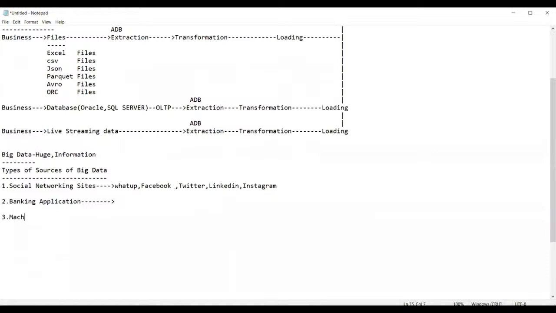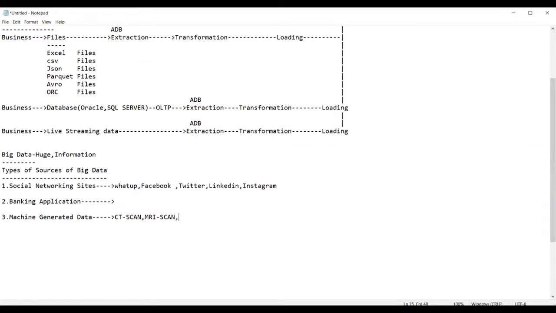Then we can also get data from machine generated data. What do we mean by machine generated data, guys? The data which is generated by a machine. Suppose you have a CT scan machine, which scans the human body, or an MRI machine.